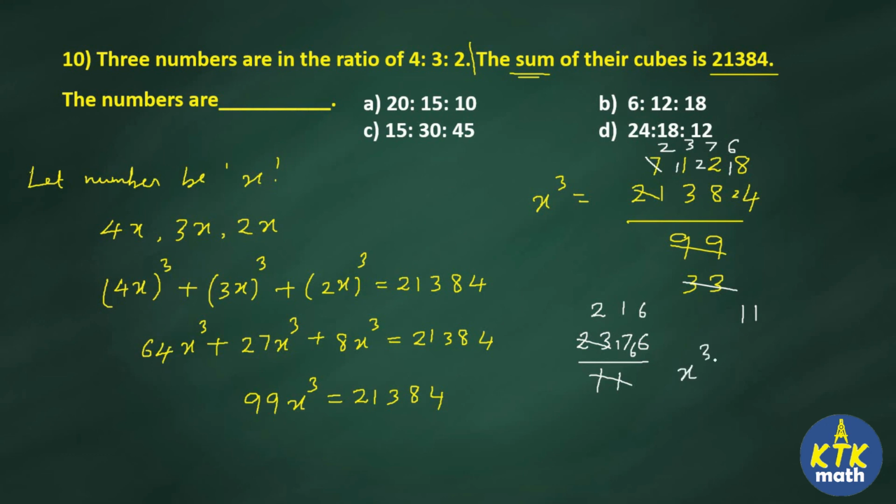So now it's a very simple one. x cube is going to be 216. So x cube is 216, what is the x value? x value is 6. So we have arrived at the x value now. Can you understand? What number's cube is 216? 6. Instead of that I can write the cube root of 216 is 6. So the x value is 6. Now substitute here: 4 times, 3 times, 2 times. So 4 times 6 is 24, 3 times 6 is 18, 2 times 6 is 12. Now where is your option? Option D is the correct answer for question number 10.